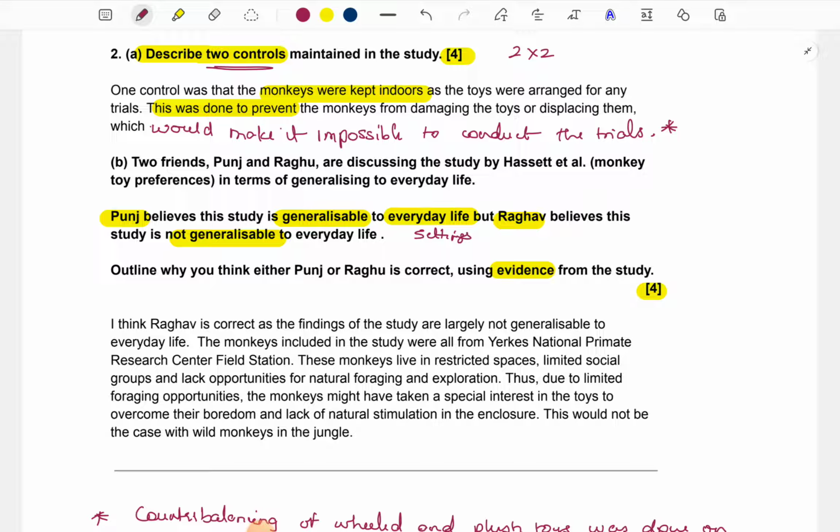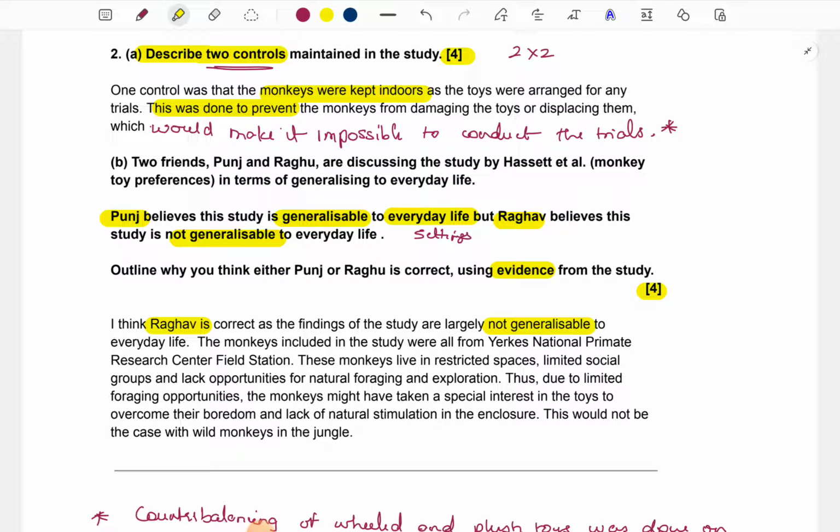Be honest. Okay, now how to go about writing this answer? First, don't beat around the bush. Directly address whom you are supporting. So I think Raghu is correct because the findings are not generalizable. That is how the answer should begin. In case you're siding with Punj, because both possibilities are there, then you begin with I think Punj is correct because the findings are generalizable to everyday life. First you answer the question directly. Why? Why not answer in the conclusion?